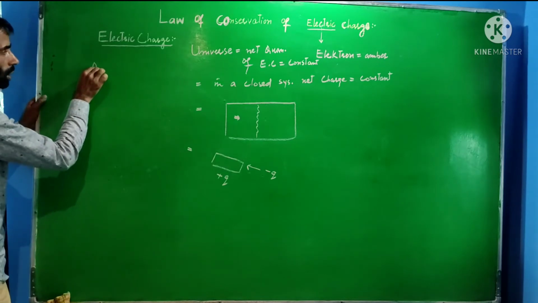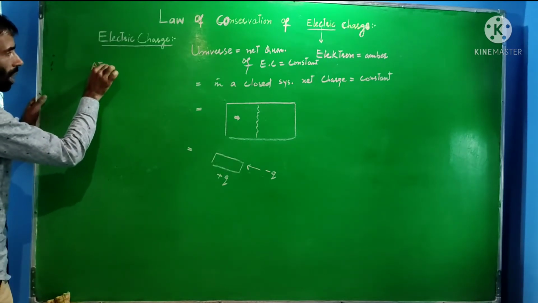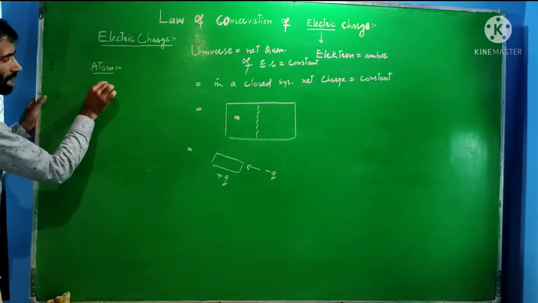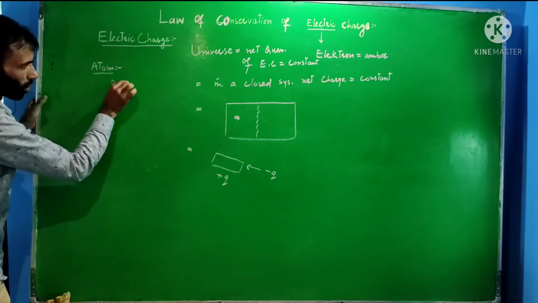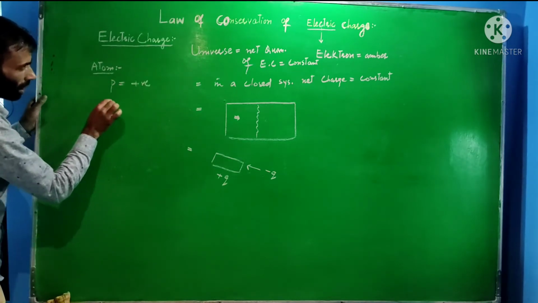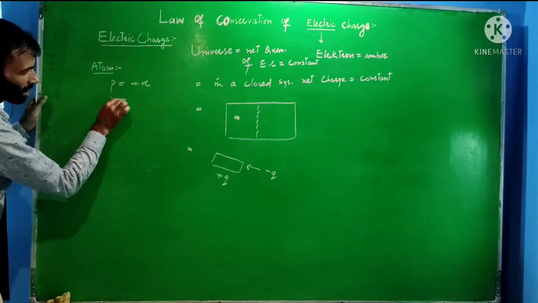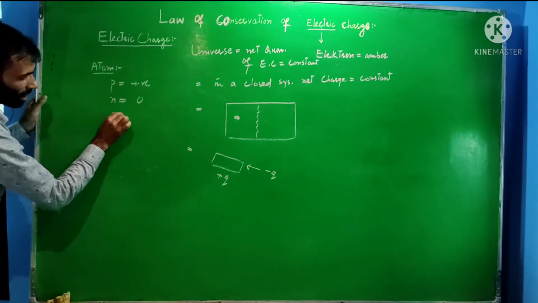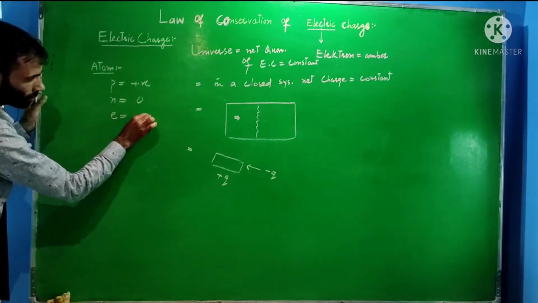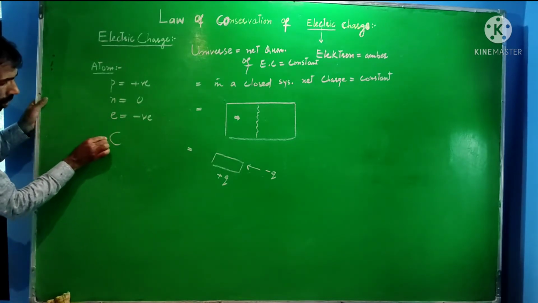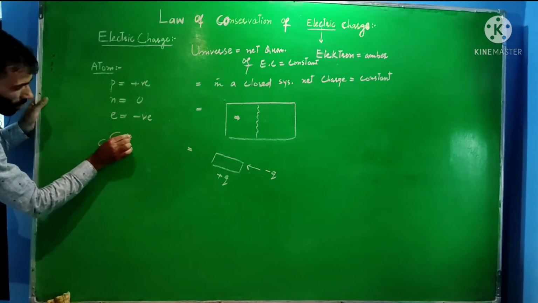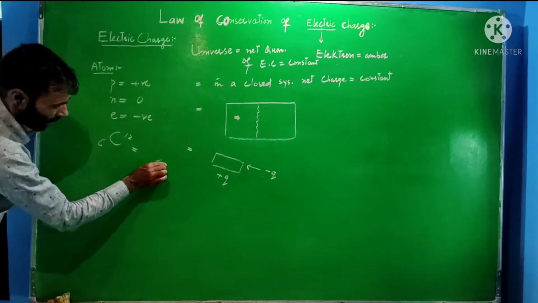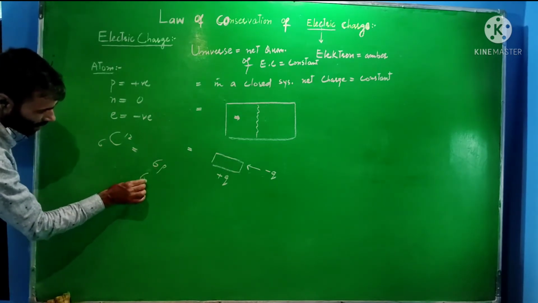First of all, we know that charge originates from the atom. An atom is composed of protons, which are positive in charge, neutrons, whose charge is neutral, and electrons, whose charge is negative. For example, I will take the carbon atom, carbon-12 isotope. Within this there are 6 protons and 6 electrons.